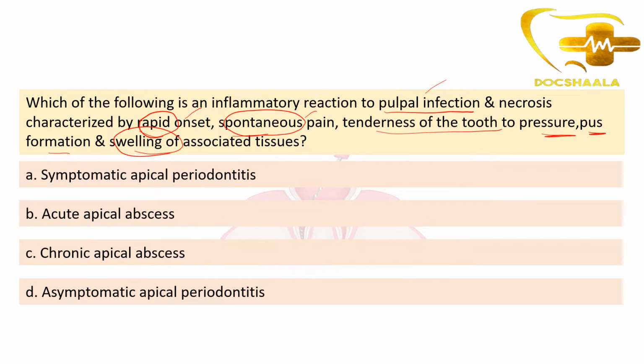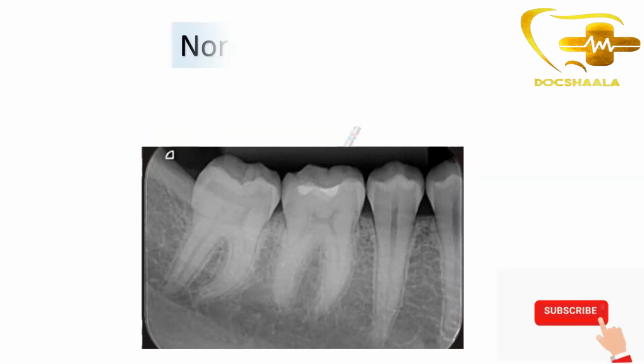So the options given here are: is it asymptomatic apical periodontitis, is it acute apical abscess, is it chronic apical abscess, or is it asymptomatic apical periodontitis. Let us now look at a few important terms associated with diagnosis in endodontics so that we can arrive at an answer for this question.